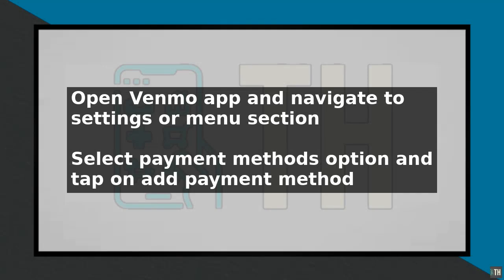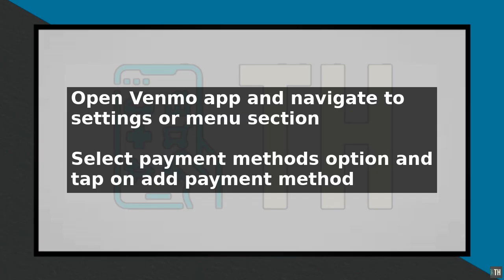To use a credit card on Venmo, you will need to add it as a payment method in the Venmo app. Start by opening the Venmo app and navigating to the Settings or Menus section, usually represented by 3 horizontal lines. Select the Payment Methods option. Then tap on Add Payment Method.